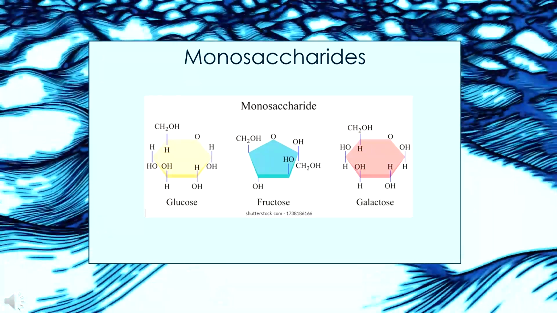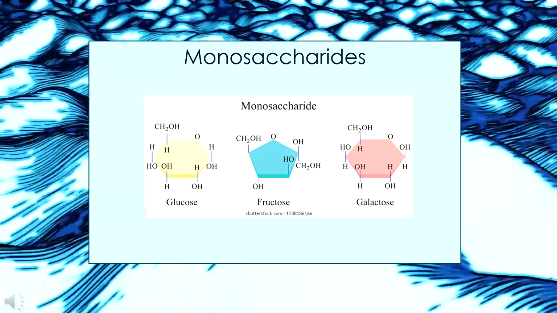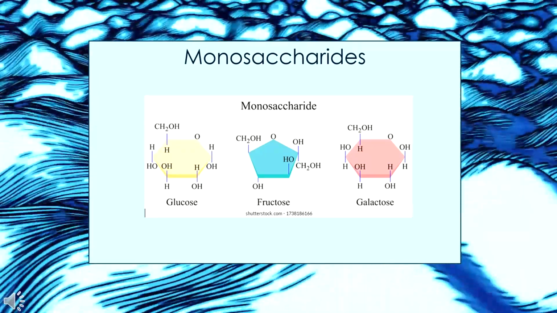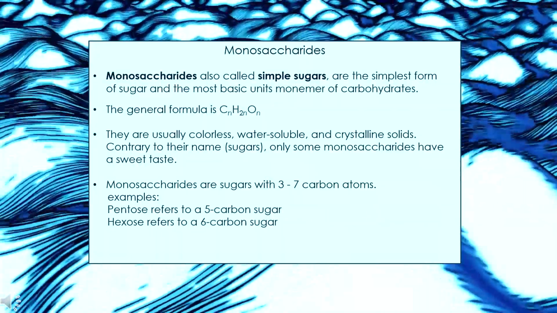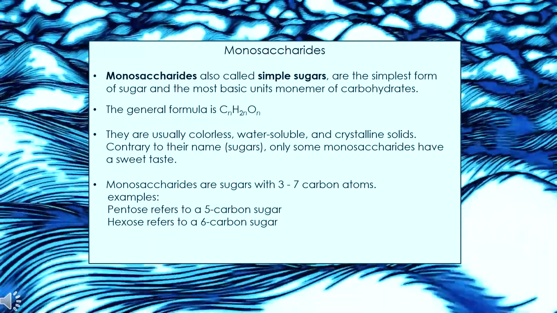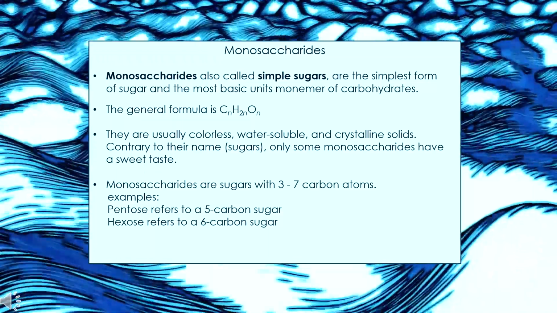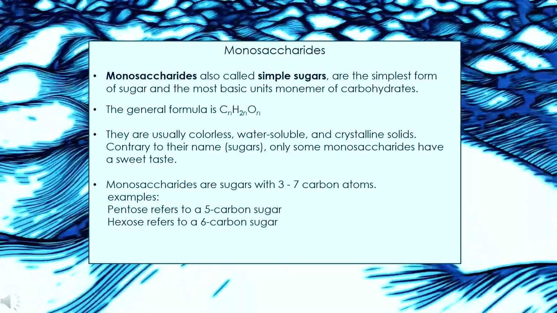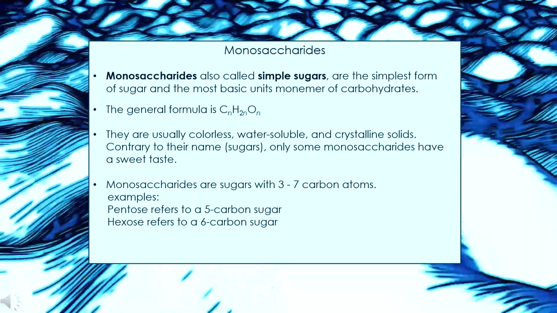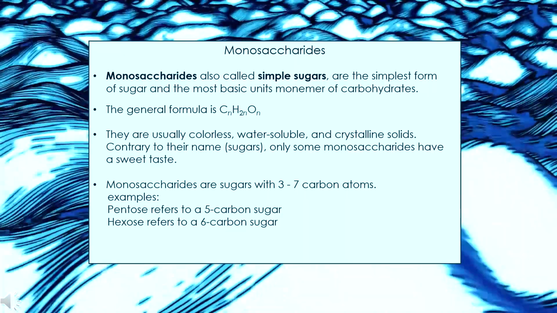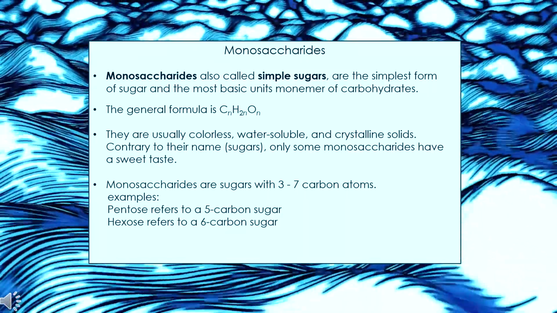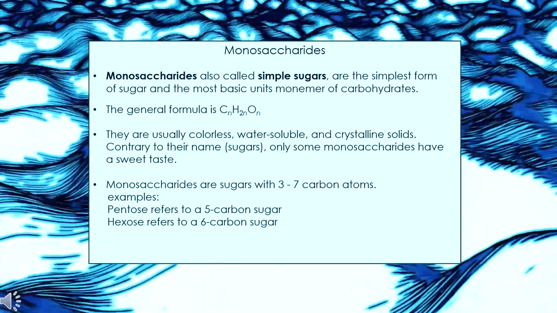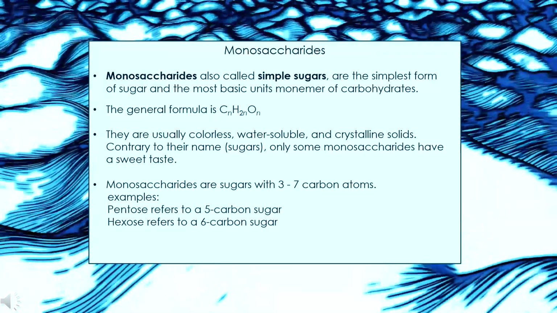Today, I will explain about the subdomain of monosaccharide. In monosaccharide, we have three types of monosaccharides. First is glucose, second is fructose, and third is galactose. Generally, monosaccharides are also called simple sugars. This is because they exist in the simplest form of sugar and are the most basic units, monomers, of carbohydrates. The general formula for monosaccharides is CnH2nOn. The characteristics of monosaccharides are usually colorless, water-soluble, and crystalline solids.